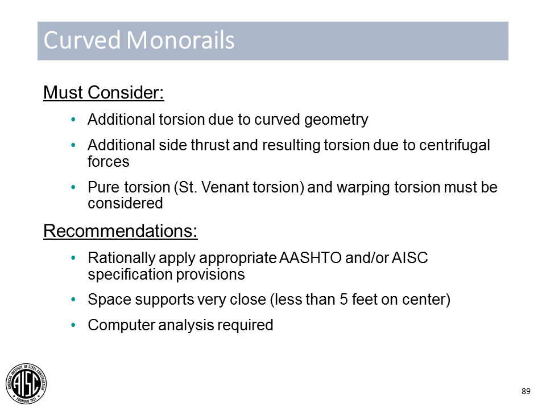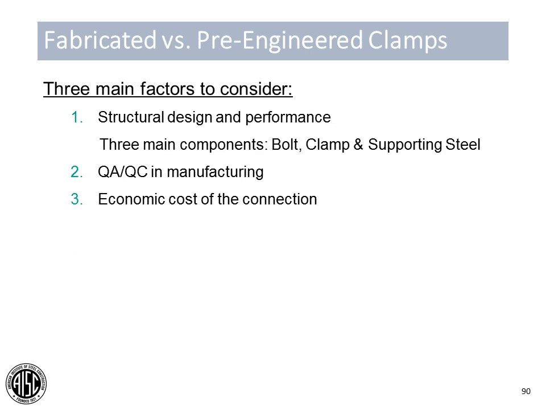You must consider some additional torsion due to this curved geometry, additional side thrust, and resulting torsion due to centrifugal forces of the hoisted load moving around the curve. And in this case, your pure torsion will need to be considered. That will become a higher consideration. AASHTO provides some good recommendations if you need to design these curved runway members, and it's also recommended to support these members much closer, usually 5 feet or less if at all possible, and you'll need to complete a computer analysis to analyze these completely.